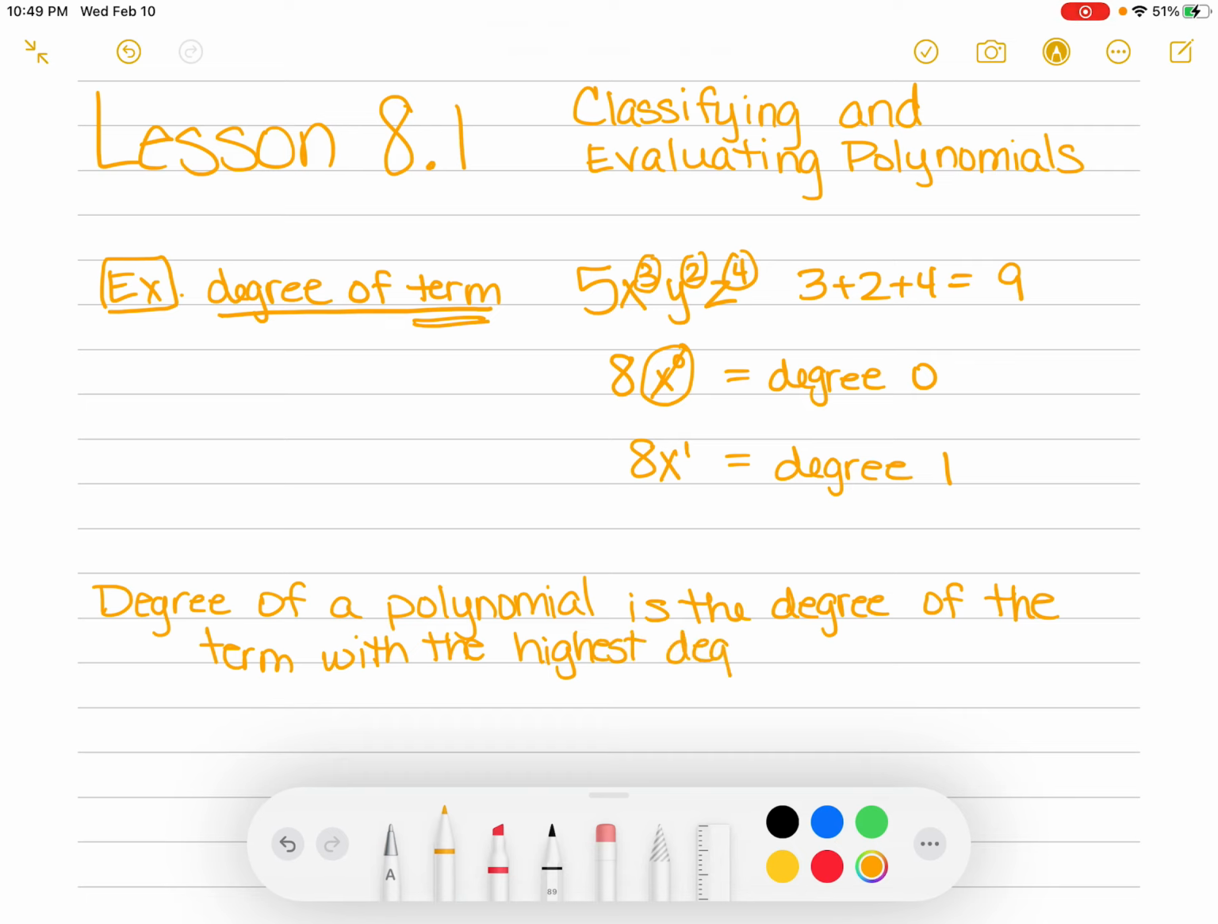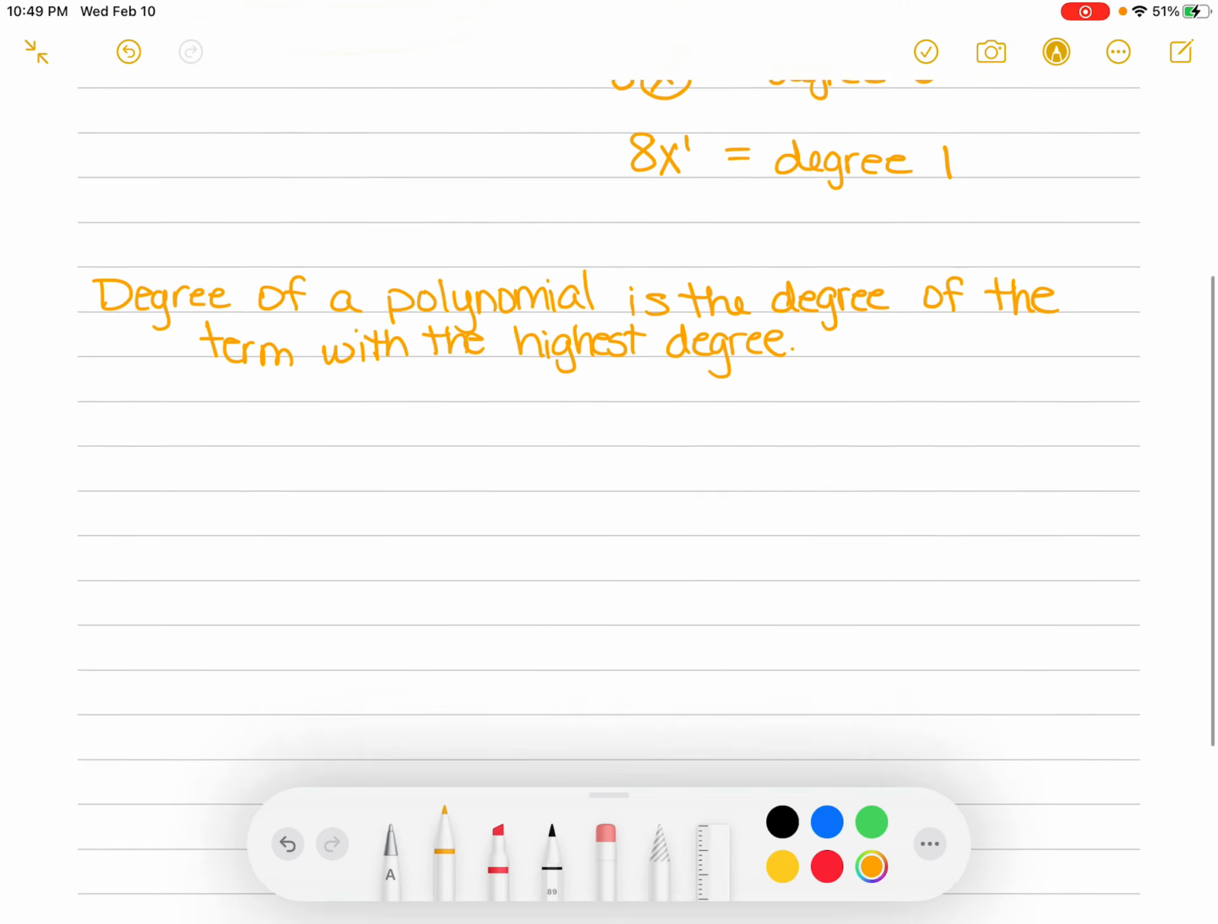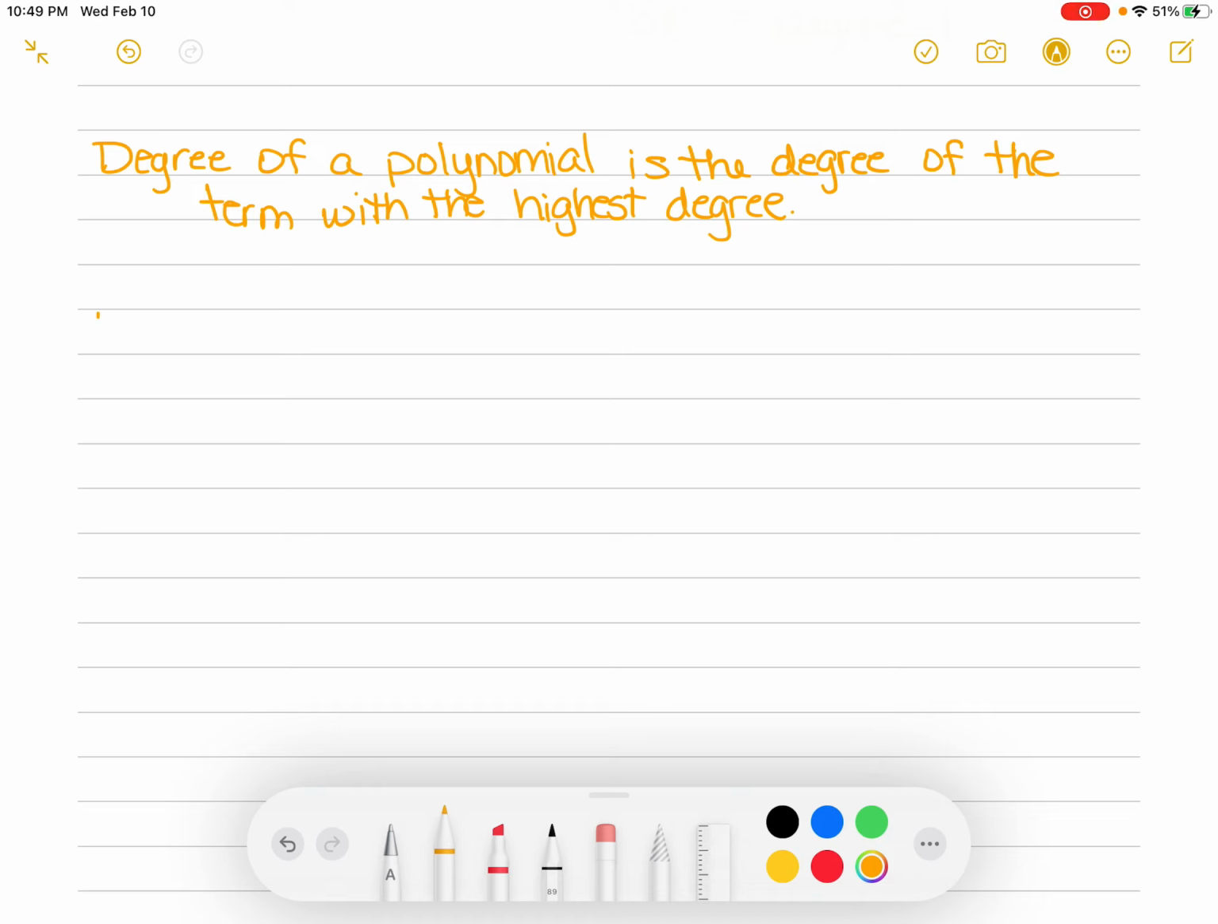So this is really what you're going to be doing today. They're going to be asking you what is the degree of the polynomial, and you're going to have to find all the degrees of the terms and then find the biggest one. Okay, so let's do an example like that so you know what I'm talking about. This is going to be called example 1. Even though we did an example, this is where we're really starting the examples.